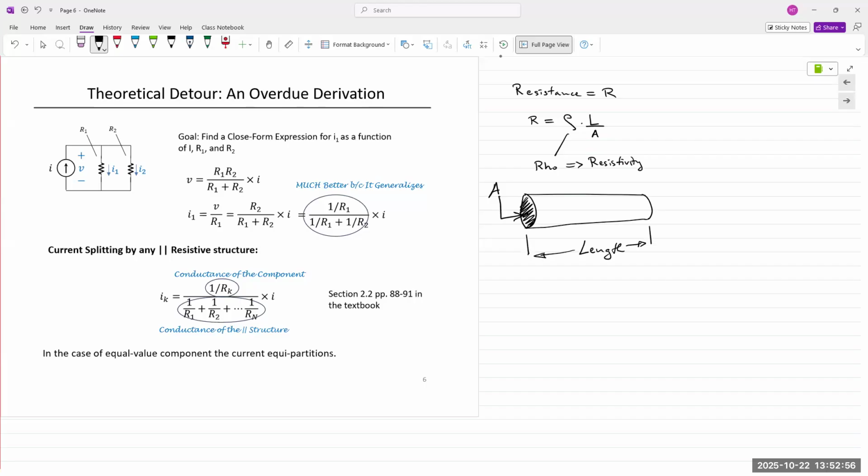A is the cross-sectional area of that piece of material, and L is the length of the material. So resistivity times length over the cross-sectional area gives you the resistance of that piece of material. Whether it's a metal or insulator, it does not matter what it is, but that gives you the resistance. Units for resistance are ohms.